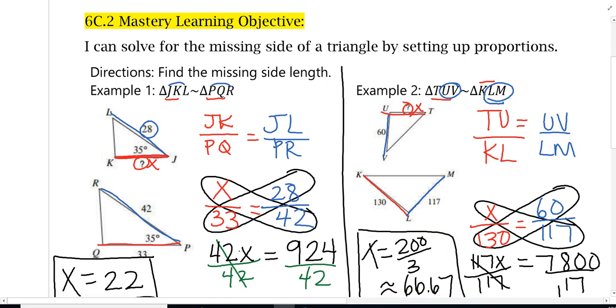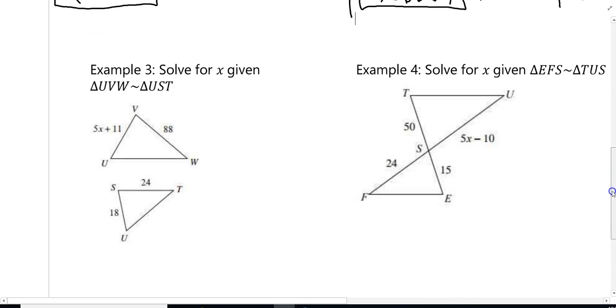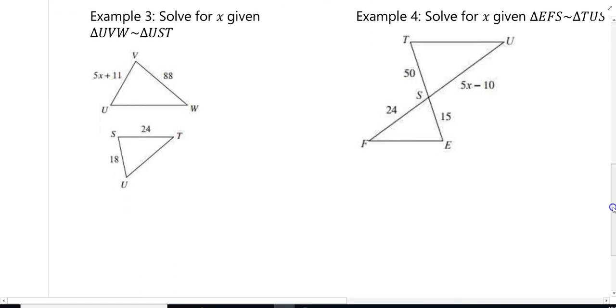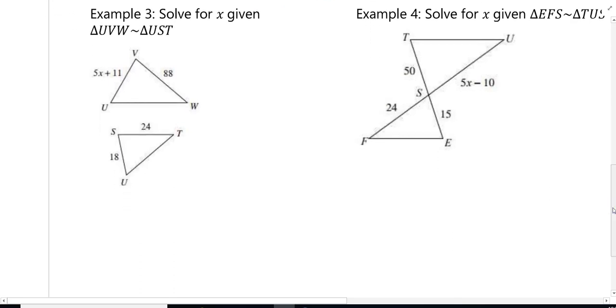And that would be my missing value for x. Okay, two more examples here. So looking now at example number 3, we have another similarity statement. Triangle UVW is similar to UST. So again, find whatever missing side.